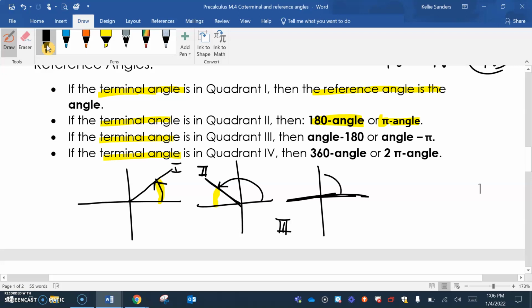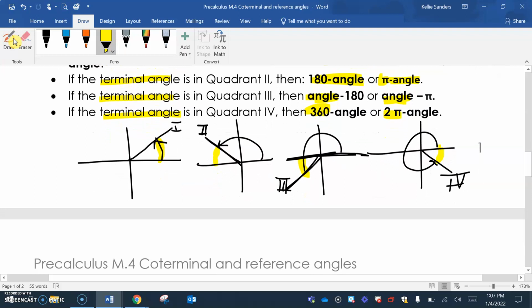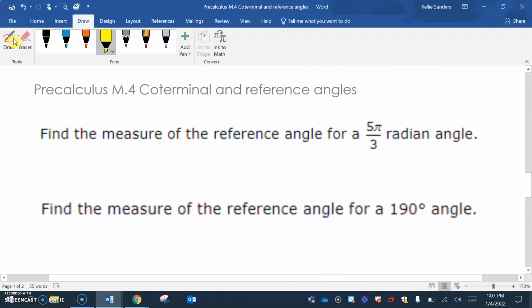If we are in quadrant 3, which means that we finish up in quadrant 3, what part is to the x-axis? This part. So we're going to take however big the angle is and subtract the 180. And if we end up in quadrant 4, what's to the x-axis? This is to the x-axis, so what's left of the circle. So that's why we're going to take the 360 or the 2 pi and subtract the angle. So you're probably going to want to keep that as a guide.